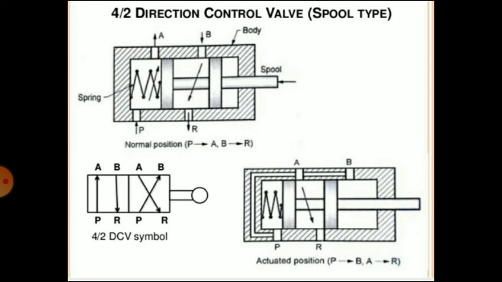Then the valve is actuated. After actuation, you can see the second block in the symbol. A is connected to R, and P is connected to B. So you can see the actuated position in the right hand side diagram. You can see P is connected to B, and A is connected to R. That is shown in the diagram.